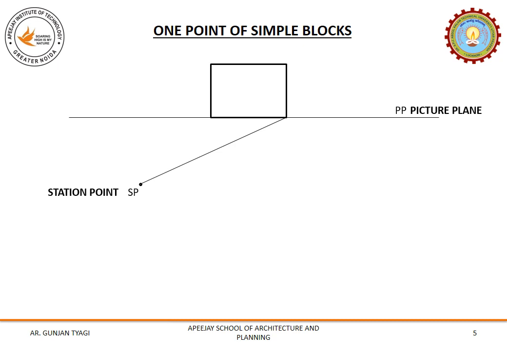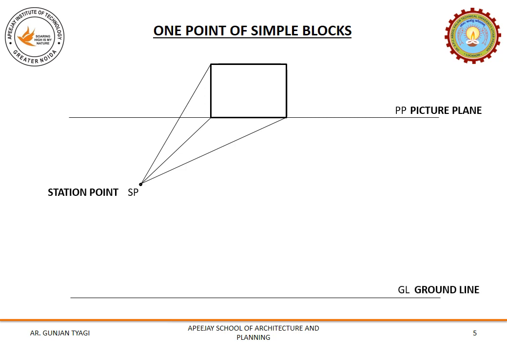Now I will join the object from all 4 points. In this case I have joined this, now this point, and now another third point. After joining all of them, I will draw the line which is my ground line, also called GL.